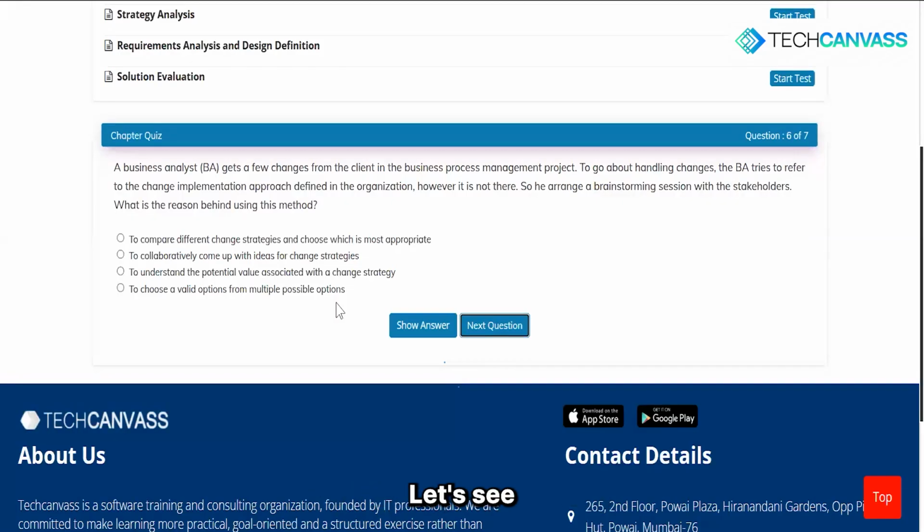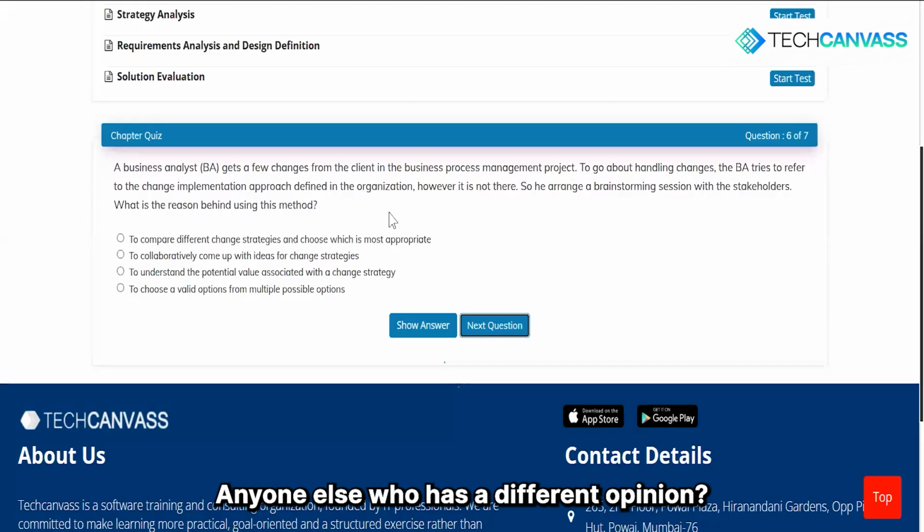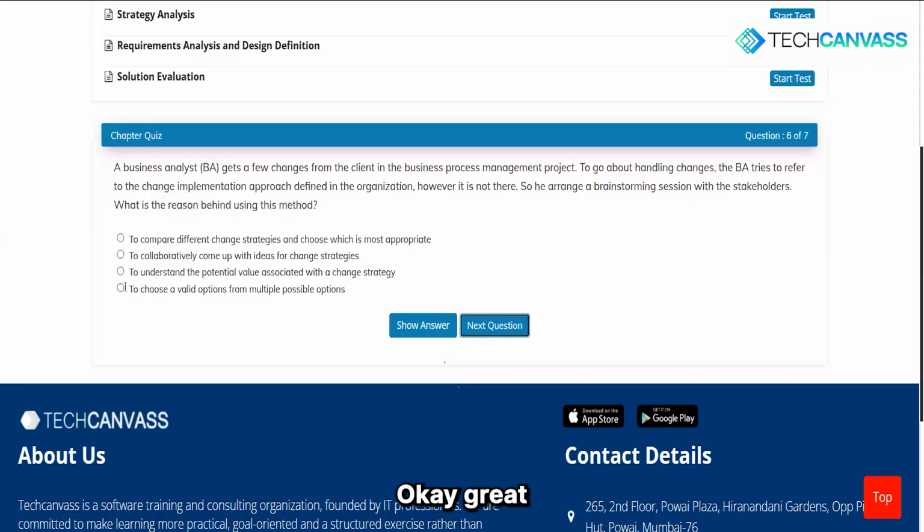Okay. Attempt this one. Please understand the potential value. Anyone else who has a different opinion? D. D for delta. To choose a valid option from multiple possible options. Okay. All right. So here's a keyword in this question. Look at this. He arranges a brainstorming session. What is brainstorming used for? To get a collective, different opinion from the group of people. New ideas, innovative ideas.